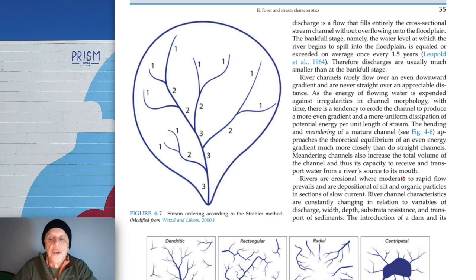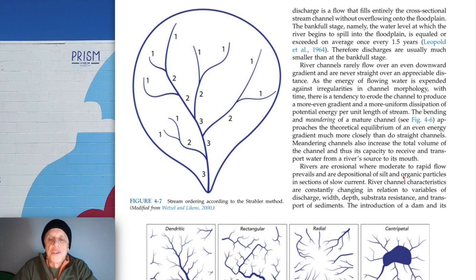Meandering channels also increase the total volume of the channel and thus its capacity to receive and transport water from a river's source to its mouth.